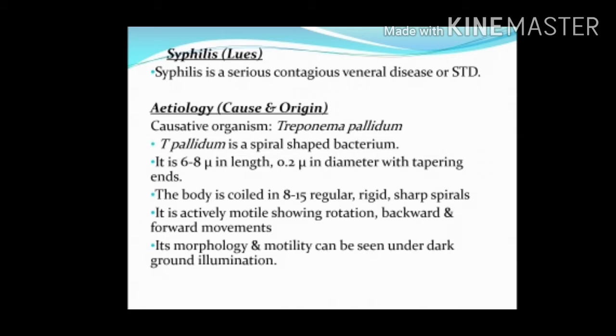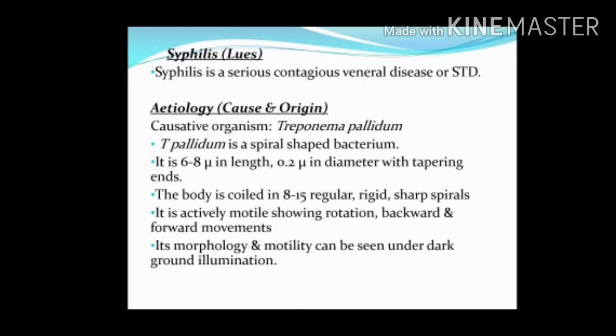It is 6 to 8 micron in length, 0.2 micron in diameter with tapering ends. The body is coiled in 8 to 15 regular, rigid, sharp spirals. It is actively motile, showing rotation, backward and forward movements.